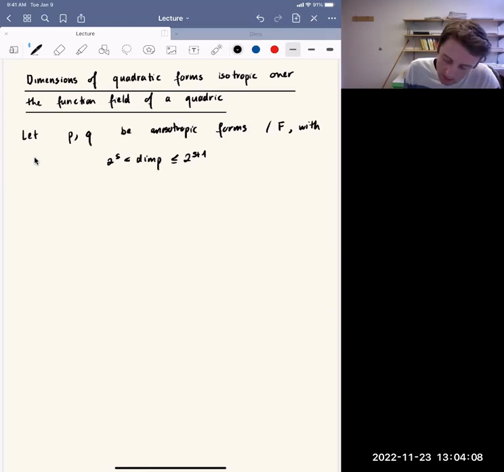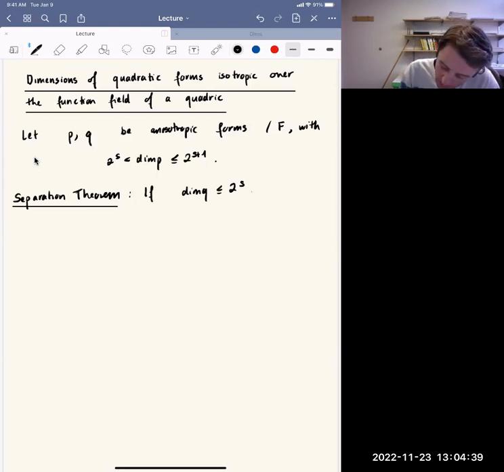And this is known to be a stable birational invariant of the form P. That's a consequence of an important result in this area called the separation theorem. This was first proven by Hoffmann when the characteristic of the ground field is not 2, and then later extended to characteristic 2 by Hoffmann and Laghribi. It simply says that if the dimension of Q is at most this 2-power invariant of P, then Q must stay anisotropic over the function field of the form P.